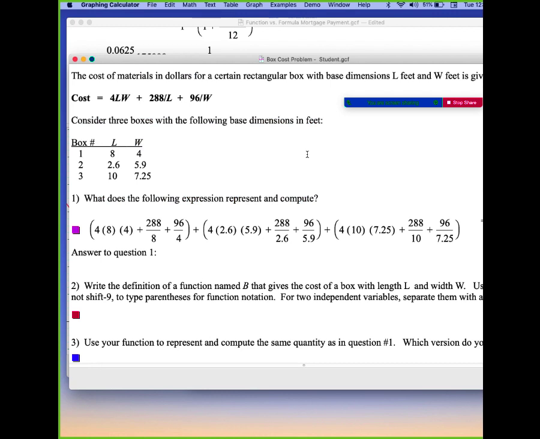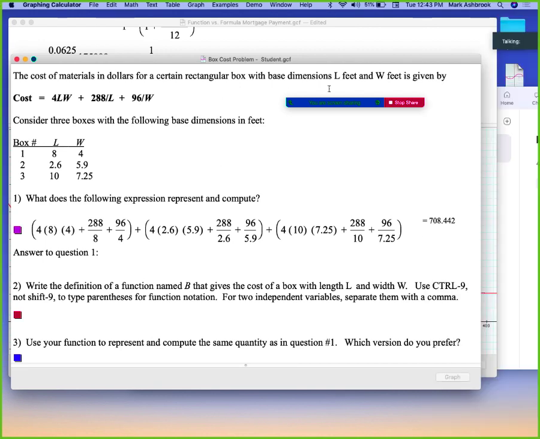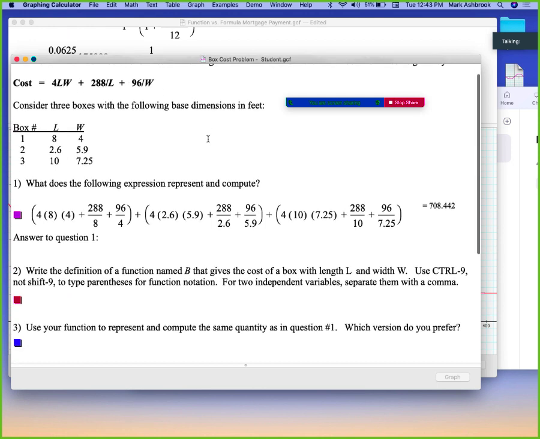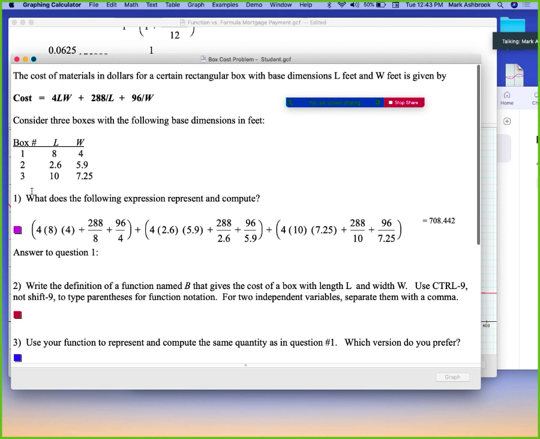So the cost of materials, everyone have it open? You looking at it? So the cost of materials in dollars for a certain rectangular box with dimensions L feet, W feet is base dimensions, right? So this is base dimensions. Cost is 4LW plus 28 over L plus 96 over W. Okay, and so we want to consider these boxes.